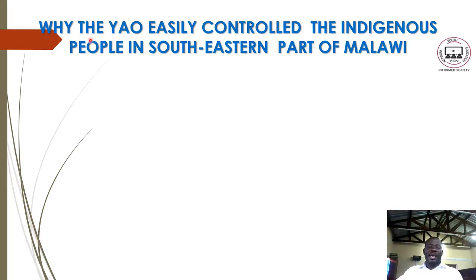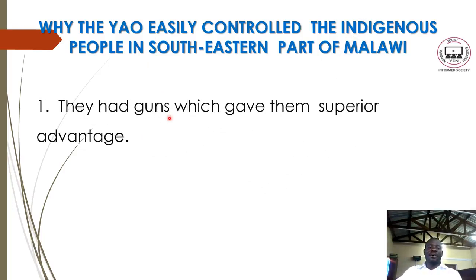But why did the Yao easily control the indigenous people in the southeastern part of Malawi? Why did they easily control the indigenous people in Malawi? Number one was that they had guns, which gave them a superior advantage. So when they came in, maybe by force to attack, the indigenous people were easily suppressed because they were fighting with guns.